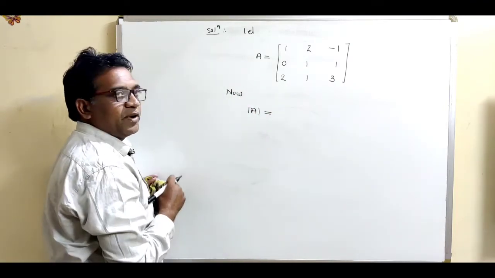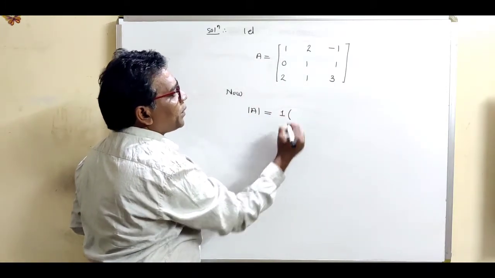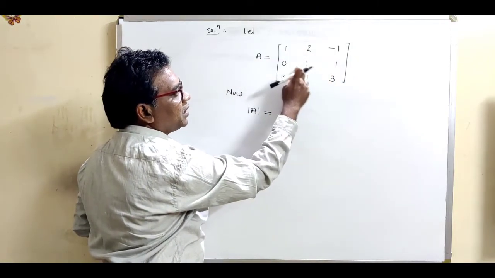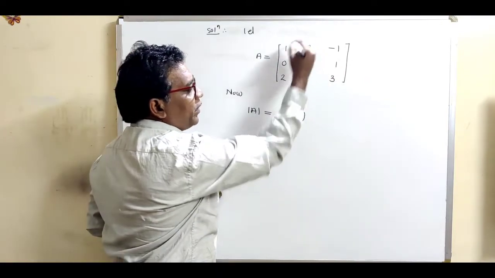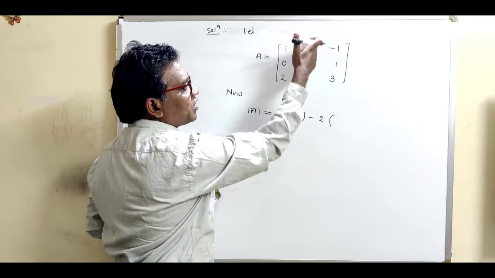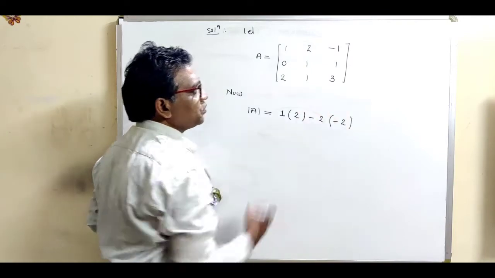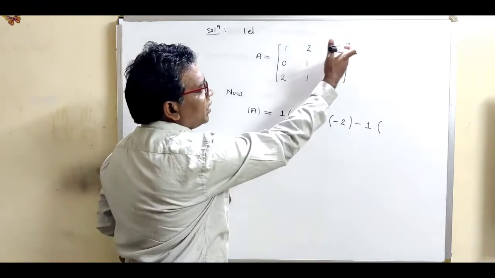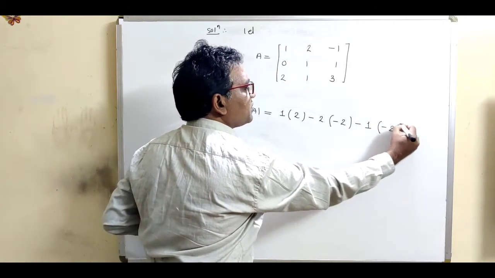Determinant of A is equal to, now find out this determinant. 1 into bracket, delete the corresponding row and corresponding column and take the determinant 3 minus 1. So this is 2. For the middle element, we use the minus sign, 2 into bracket, delete the corresponding row, corresponding column and take the determinant 0 minus 2. So this is minus 2. This is the third element, minus 1 into bracket, delete the corresponding row, corresponding column and take the determinant 0 minus 2. So this is minus 2.